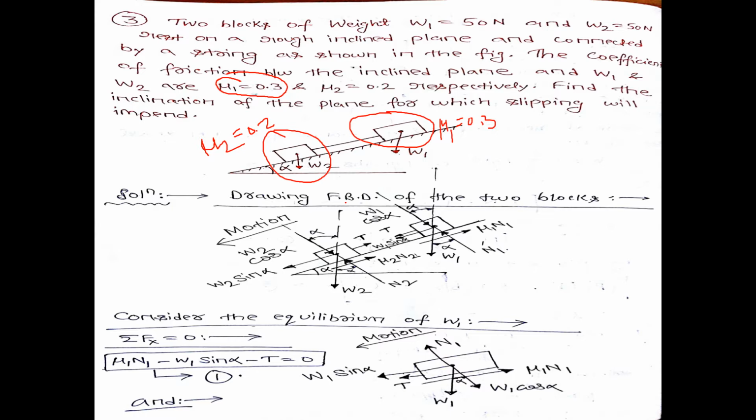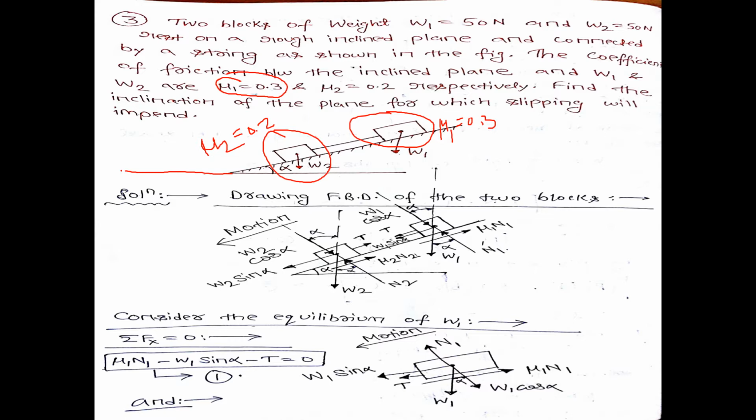Alpha will start from 0 degree, and it will end at 180 degree. When this inclined plane becomes straight, somewhat like this, then your alpha will end. That means alpha can vary from 0 degree to 180 degree.